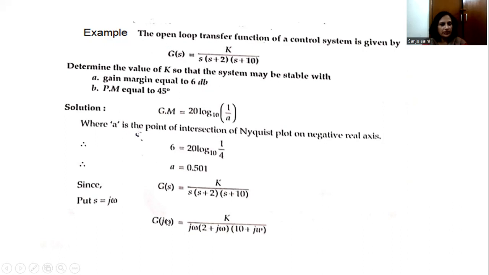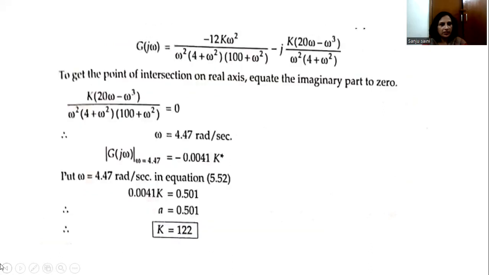So G(s) is equal to this. G(j omega) will be equal to this. We just take up the point of intersection on the real axis. We equate the imaginary part as equal to 0. The value of omega is coming out to be equal to this. At this value of omega, the magnitude is equal to this. And putting this value of magnitude equal to 0.501, K will be equal to 122.